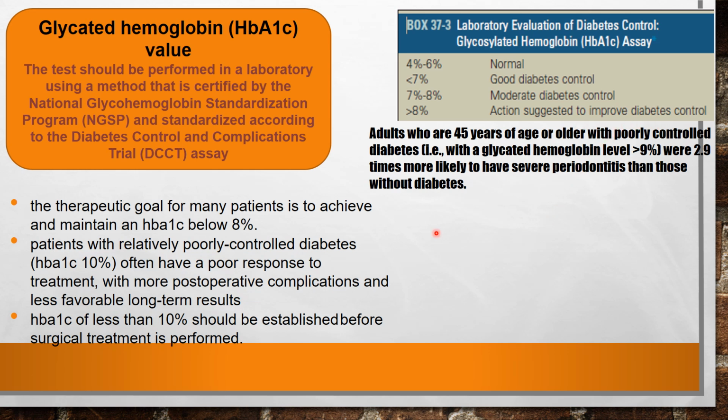So the therapeutic goal for many patients is to achieve and maintain HbA1c below 8%. Patients with relatively poorly controlled diabetes often have a poor response to treatment, with more postoperative complications and less favorable long-term results. So an HbA1c of less than 10% should be established before any surgical treatment is performed. Various studies have proved that adults who are 45 years of age or older with poorly controlled diabetes, that is greater than 9%, were 2.9 times more likely to have severe periodontitis than those without diabetes.